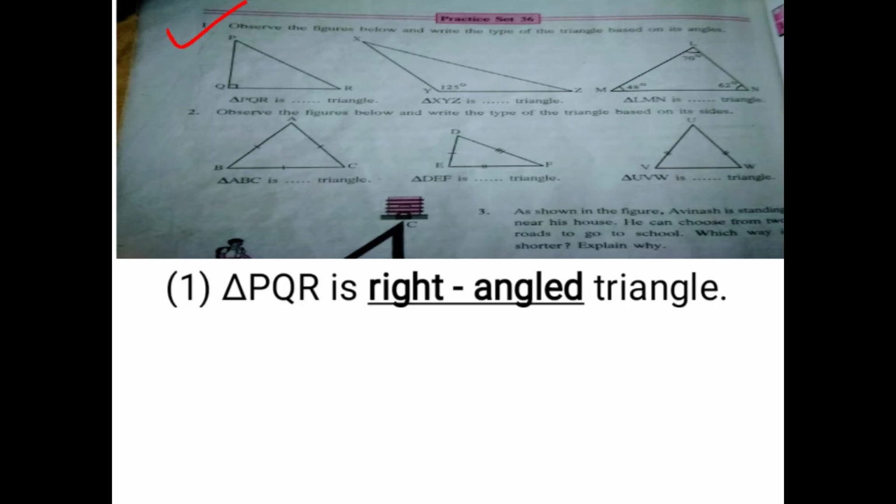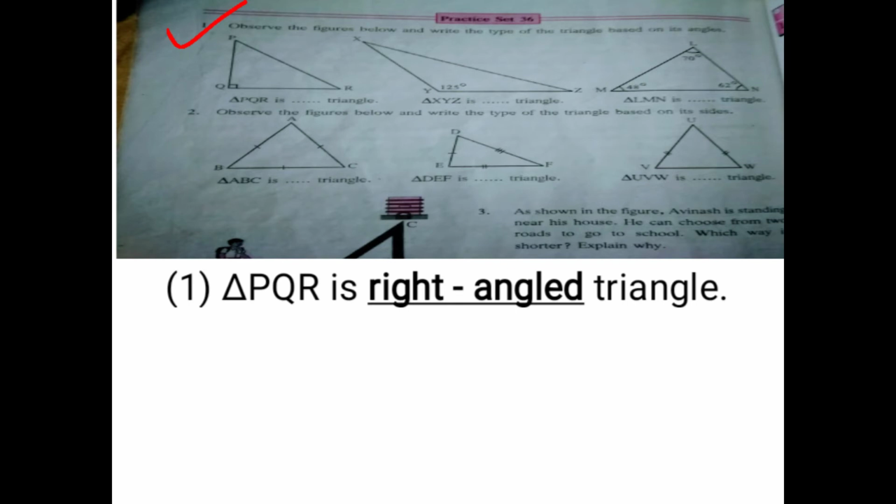First one, triangle PQR. What type of triangle is it? You have to write: angle Q has a 90-degree angle. So triangle PQR is a right angle triangle.